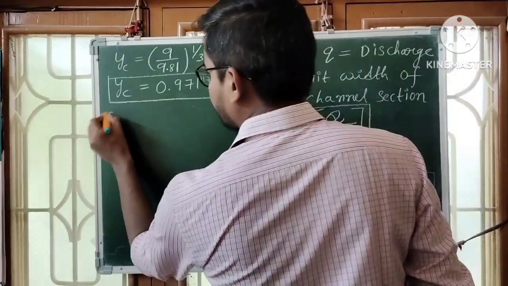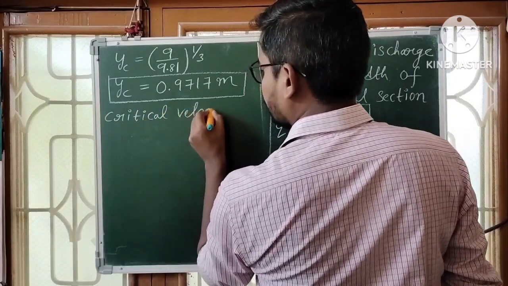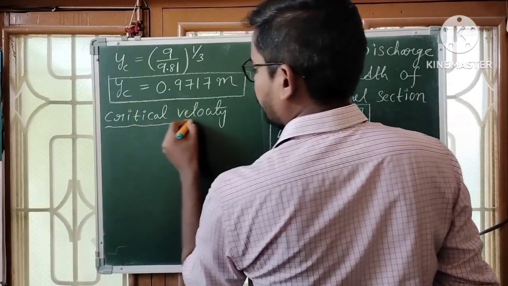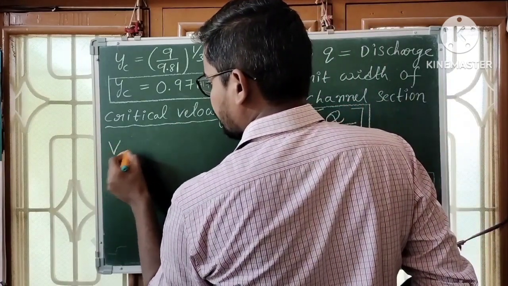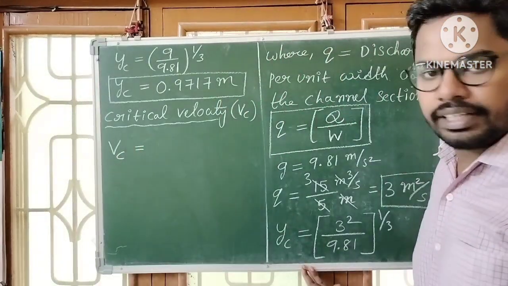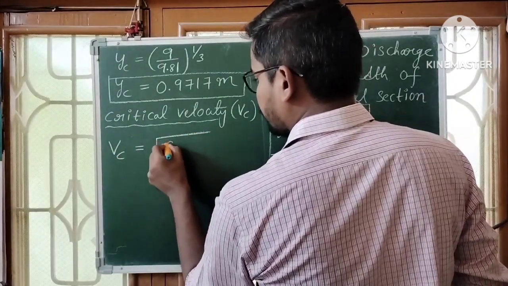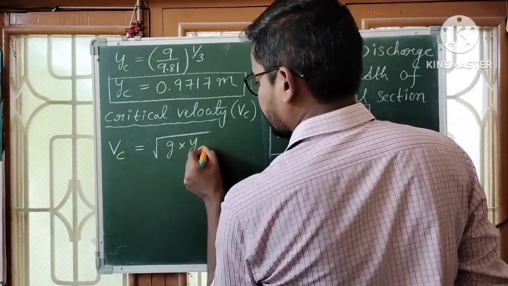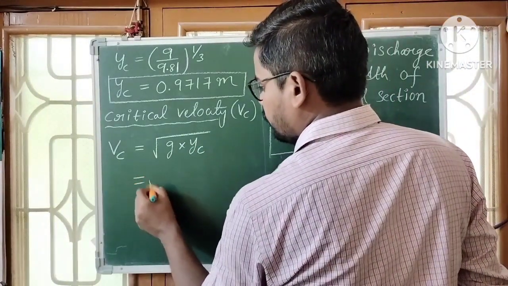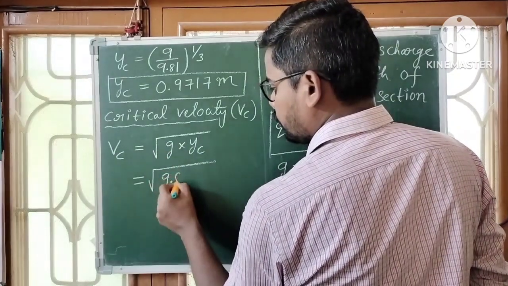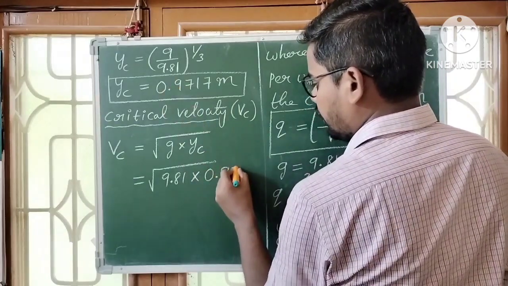Next we need critical velocity. Critical velocity is denoted by capital Vc. So in case of a rectangular channel, critical velocity Vc is equal to root over g into yc. So yc means critical depth, and what is g? Acceleration due to gravity. G value 9.81 into yc. Here what is the value of yc? 0.9717.